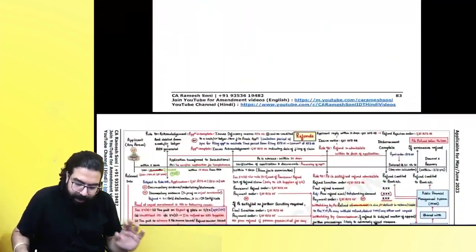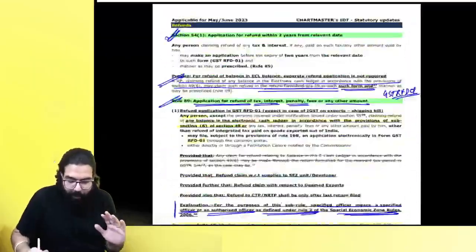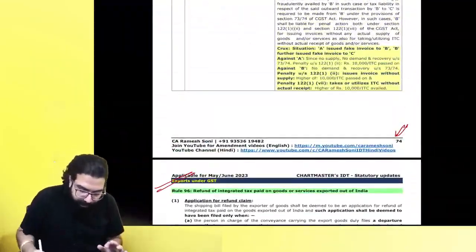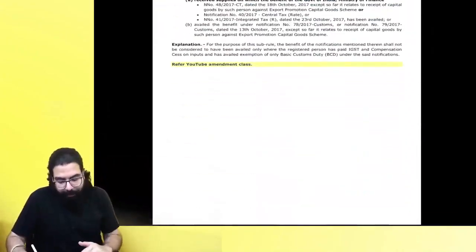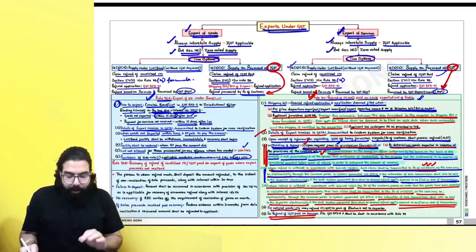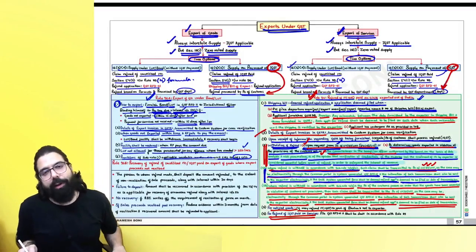Rule number 96, the amendment which was there, I have gone ahead and covered the complete amendment also. Rule number 96 related amendment, I have covered. Along with this, the chart is also here. Complete amendment I have told in this chart only.